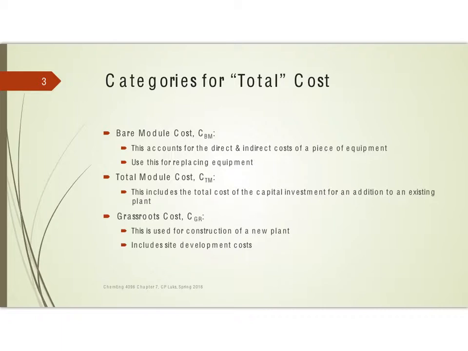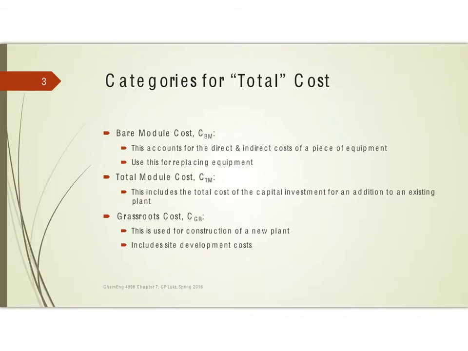So there are some different categories for what we mean by total cost. Sometimes all we mean is that we're going to purchase the equipment and pay to get it to our facility, install it, and so forth. This would be a bare module cost. It's going to account for the direct and indirect costs of the piece of equipment, and it's going to be the appropriate one when you're doing something like just simply replacing a piece of equipment.